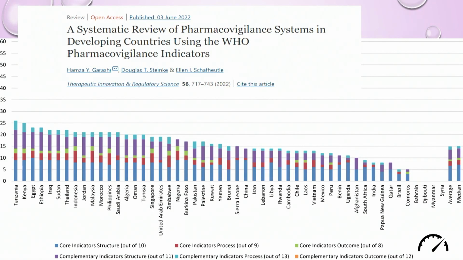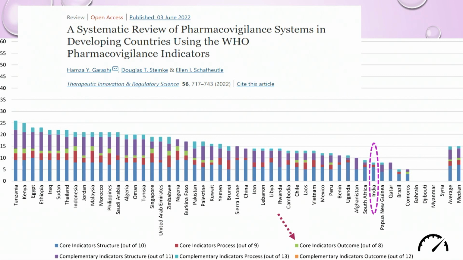So on that basis, recently in 2022, Hamza Gereshi did a systematic review comparing the pharmacovigilance indicator activity among many developing countries. In this, India lies very far behind and needs to be upgraded. A very important point to note here is that the green part shows the outcome indicator. In this study, we can note that the outcome is nil. So it is imperative to increase the pharmacovigilance assessment activity also.